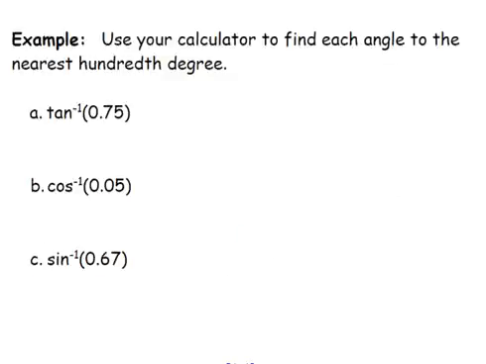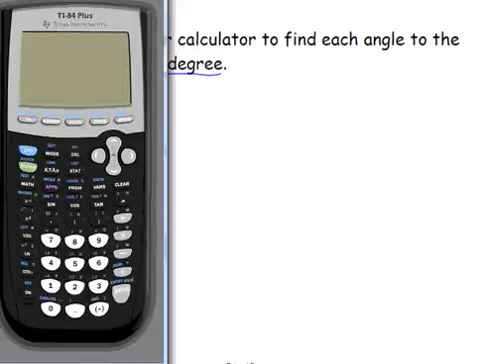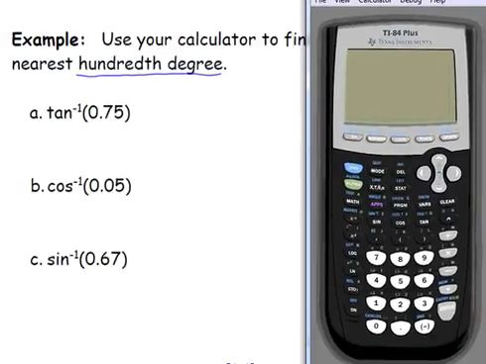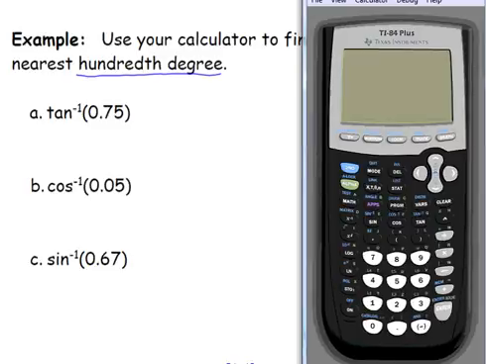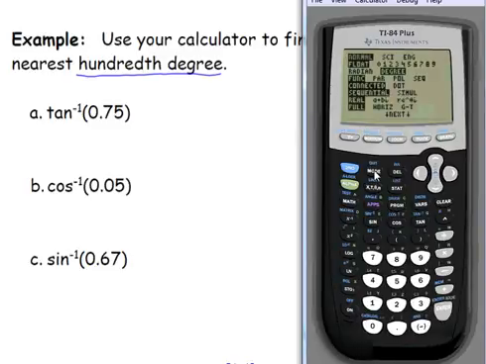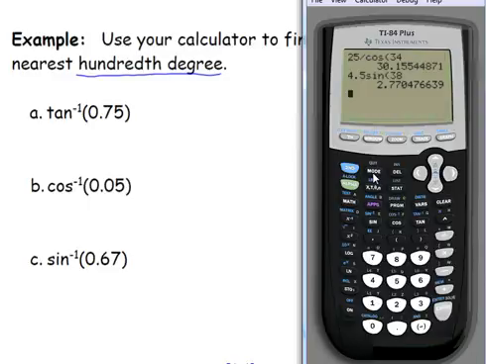In these first couple of ones, it says use your calculator to find each angle to the nearest 100th degree. Always pay attention to where it tells you to round to. Okay, so to do that, I'm going to get my little handy dandy calculator here. Move it over here so we can see what's going on still. When we turn it on, first thing, make sure it's in degree mode. So hit mode. Go check and see it's in degrees.